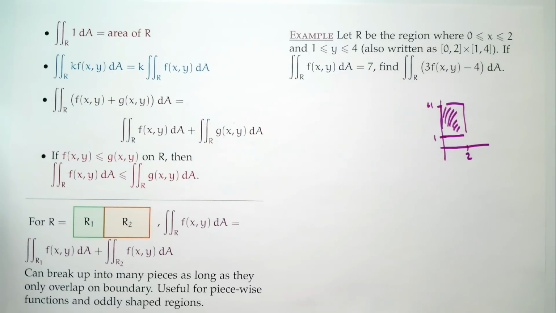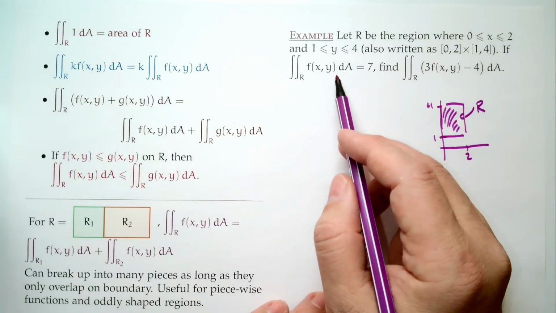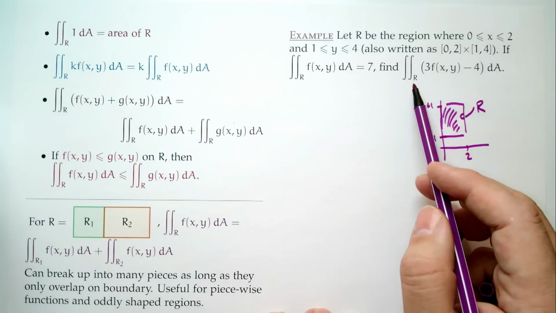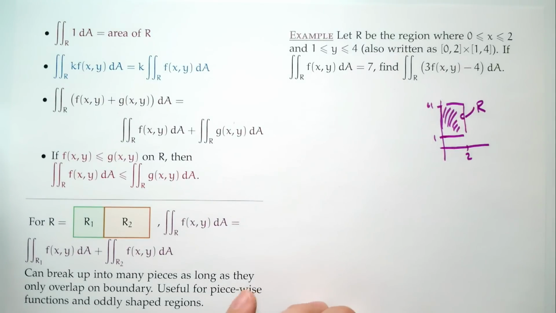So given that the integral over this region R, so I guess we should label this, here's R, of f of x, y, dA is 7, we'll find the integral over R of 3 times f of x, y minus 4, and then, of course, we have the dA. Right now, we don't have very many tools. Well, that's good. The fewer tools you have, the easier it is to figure out what you have to do. So what are some things we can do?